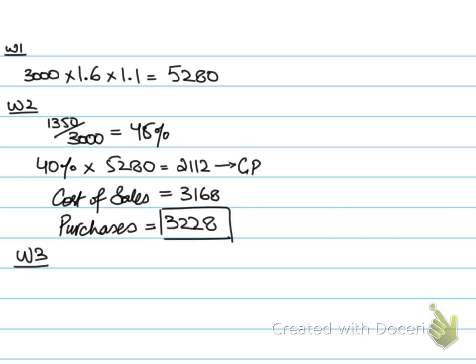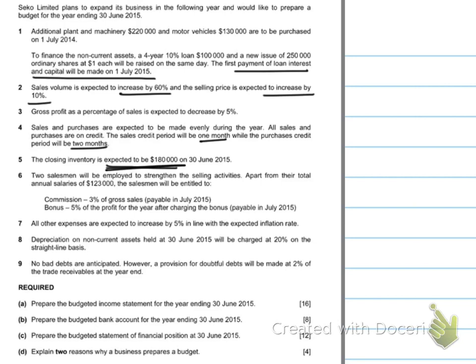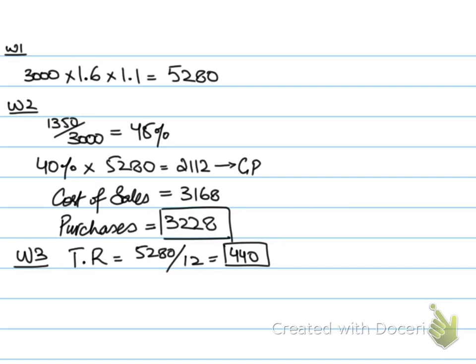Now working 3, the calculation of trade payables and trade receivables. Trade receivables first. All sales were on credit. So 5280 divided by 12, because it also says that sales occur evenly during the year, is 440. So $440 a month is your sales. And it also says, let me see the exact words, that the sales credit period will be 1 month. That means a customer takes a month to pay back.